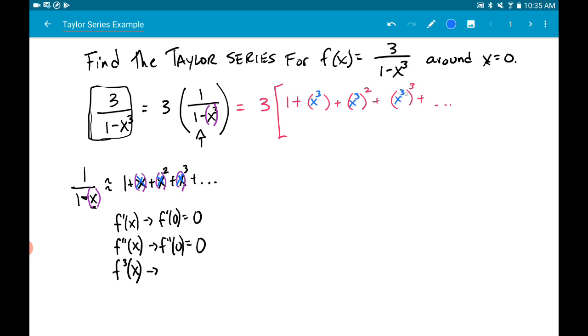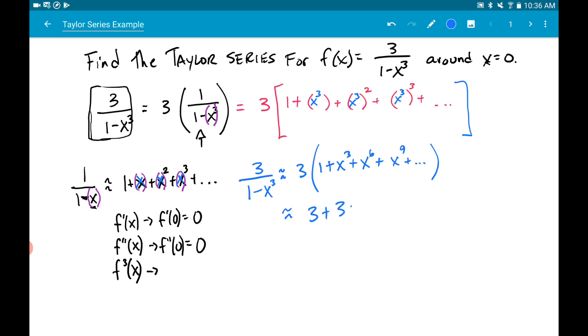which is wild. Because my claim, and it's a true claim, is that the Taylor series for this is 3 times 1 plus x cubed plus x to the 6th plus x to the 9th, dot, dot, dot. Or you could write this as 3 plus 3x cubed plus 3x to the 6th. You guys see the pattern? It's pretty awesome. Plus dot, dot, dot.